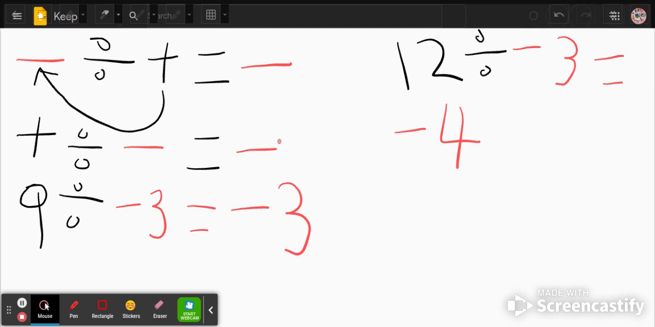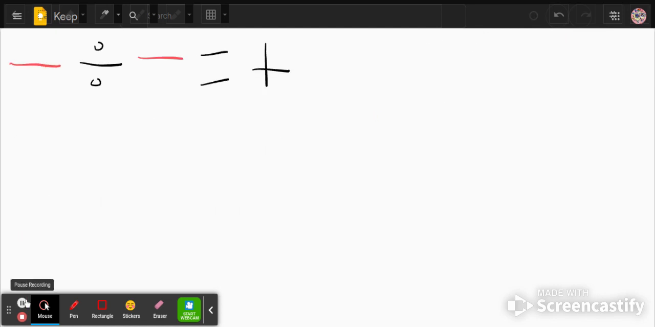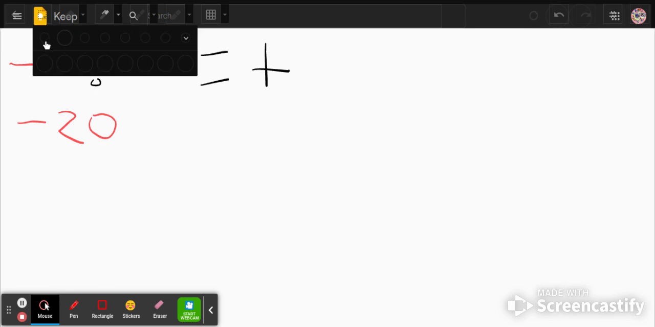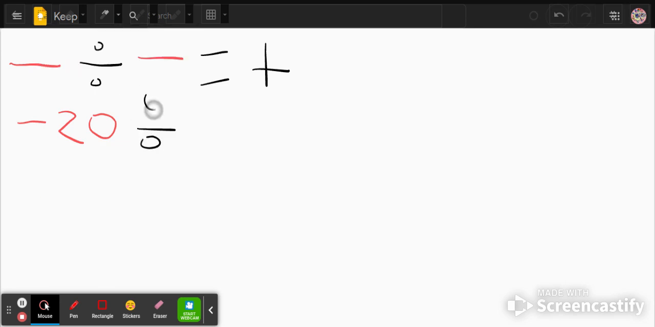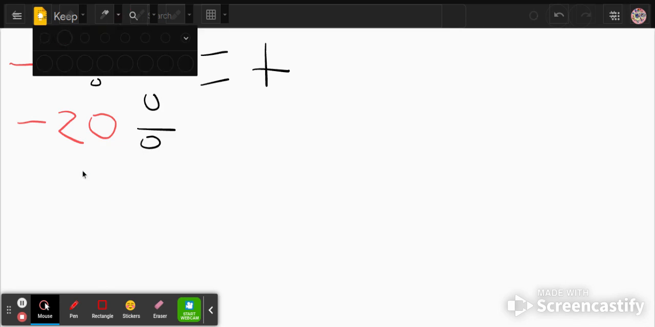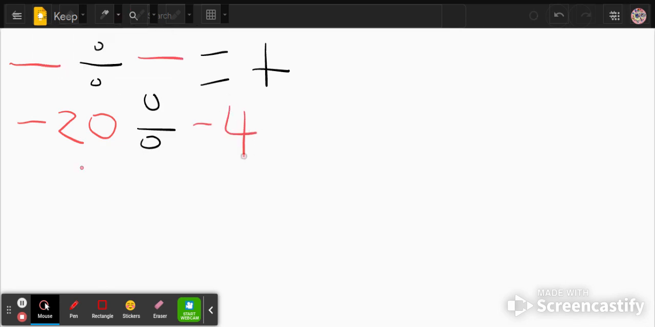Okay, so let's go to the final rule with dividing integers. This states a negative number being divided by a negative number will give us a positive number. So let's say, for example, we had negative 20 being divided by negative 4. We already stated that when a negative number is being divided by a negative number, the answer will be positive. So negative 20 being divided by negative 4 will give us positive 5.